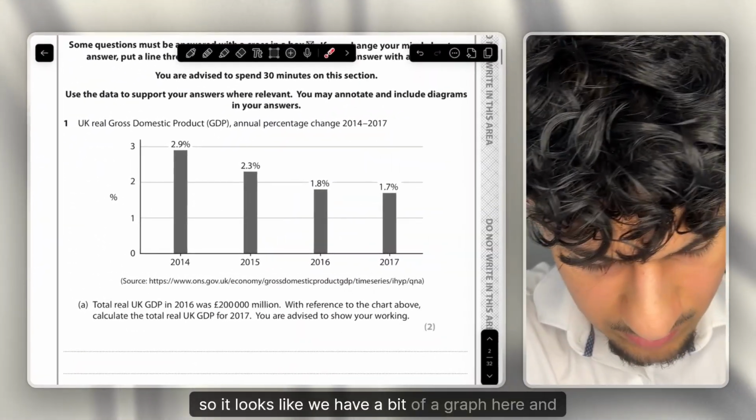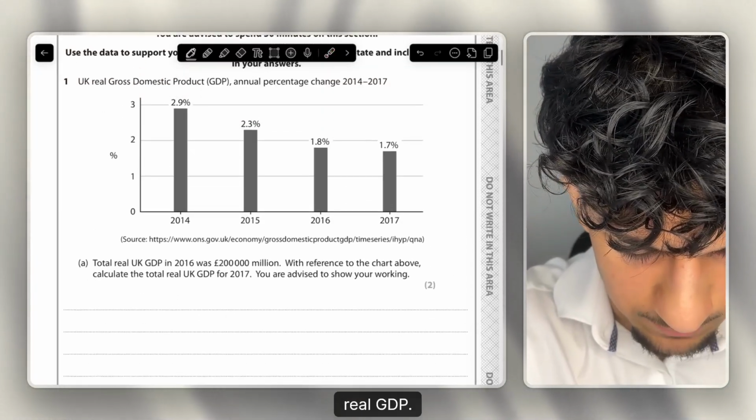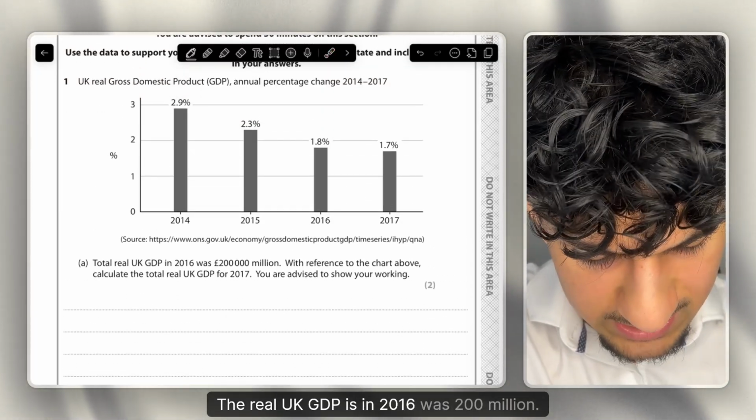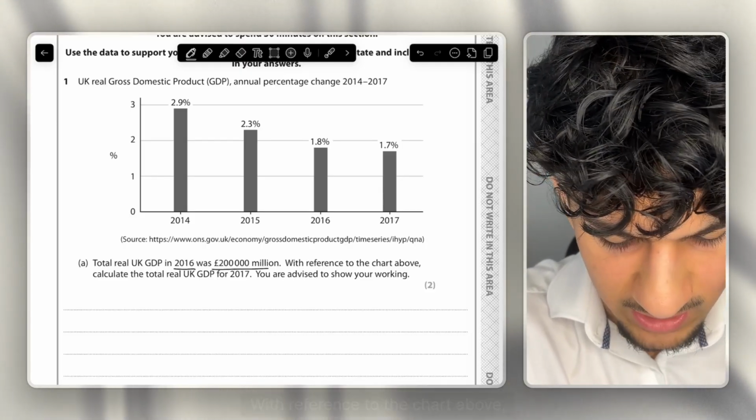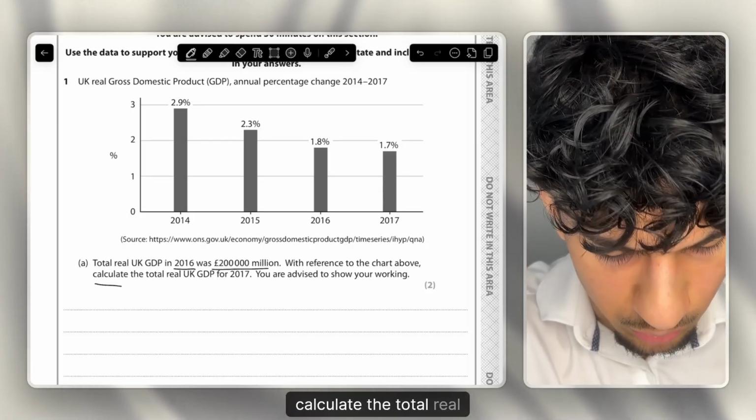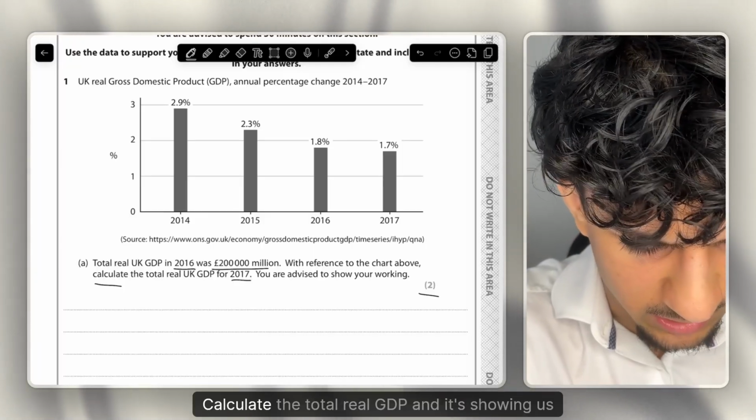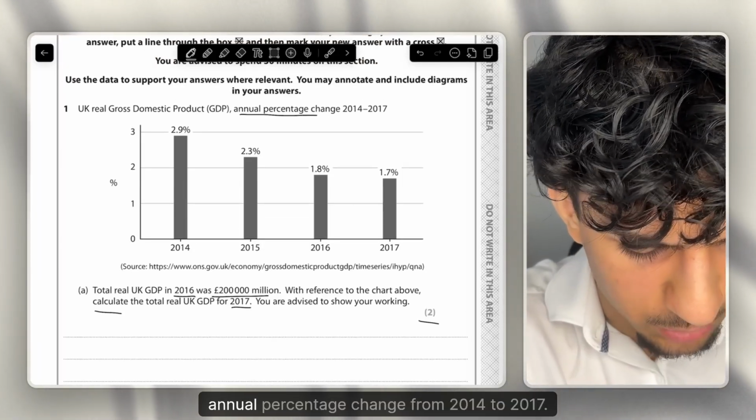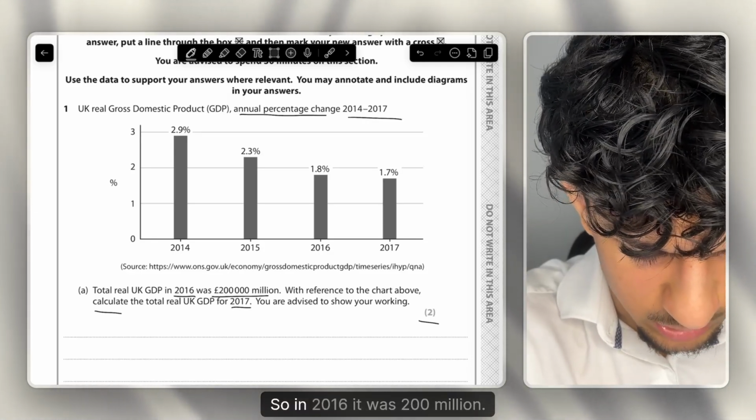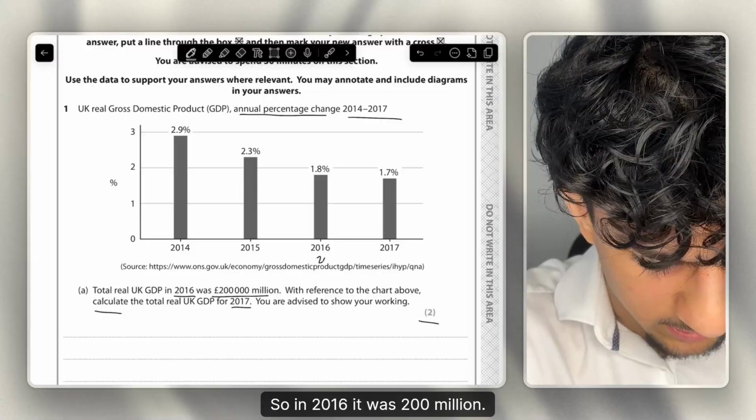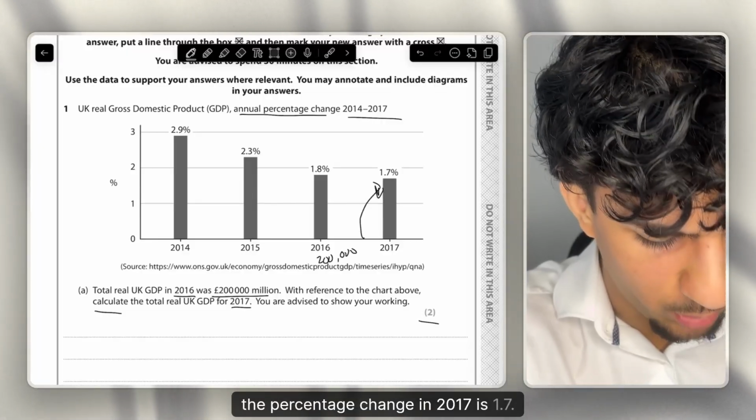So it looks like we have a bit of a graph here, and let's see what the question is asking us. The real UK GDP in 2016 was 200 million. With reference to the chart above, calculate the total real UK GDP for 2017. It's 2 marks, and the chart shows annual percentage change from 2014 to 2017. So in 2016 it was 200 million, and the percentage change in 2017 is 1.7.